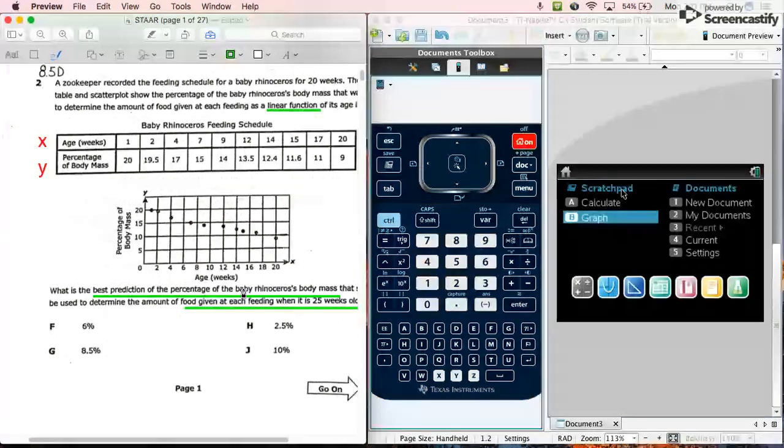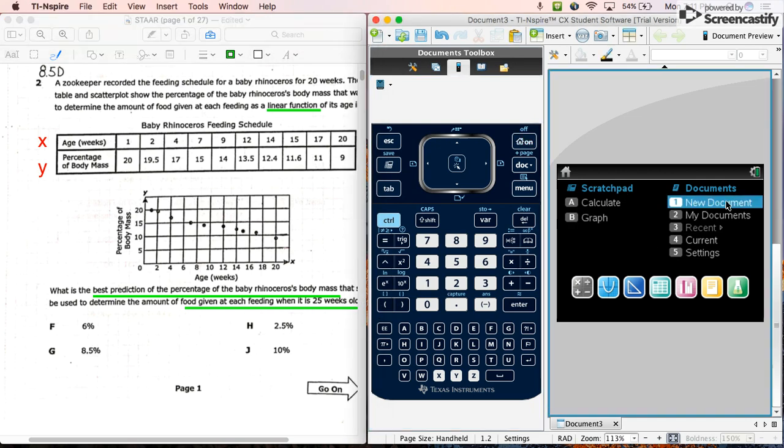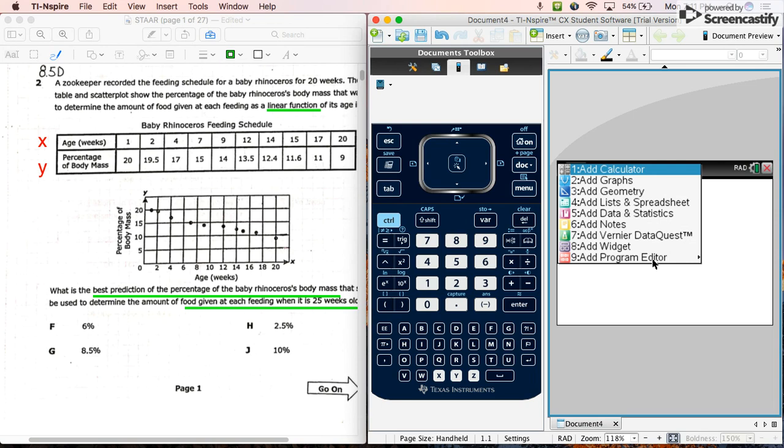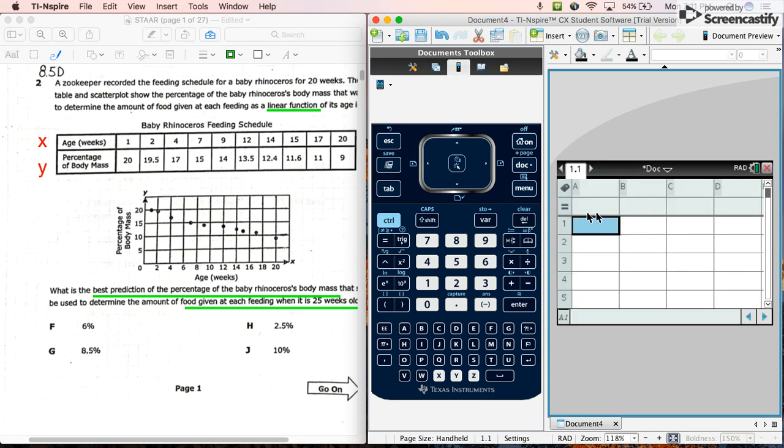So what I'm going to do is use my TI-Nspire to graph this. On your home screen, you're going to click on New Document. If there's something in there, you want to say no, we don't want to work with it. From here, I'm going to go to Add, Lists and Spreadsheets. I'm going to go to the very top and put an X, and right next to it, I'm going to put a Y.